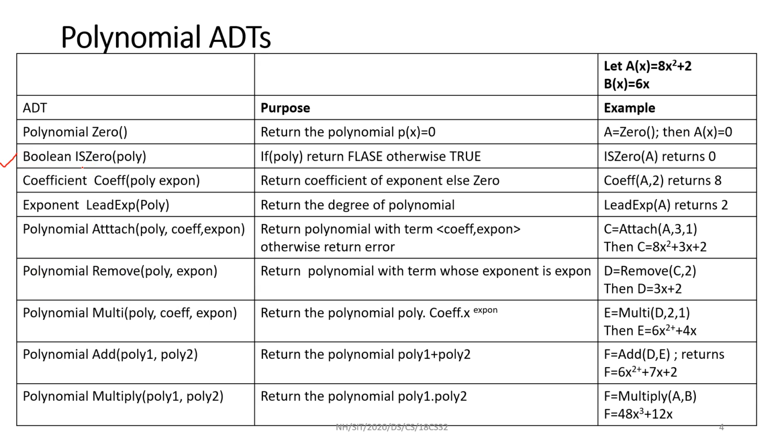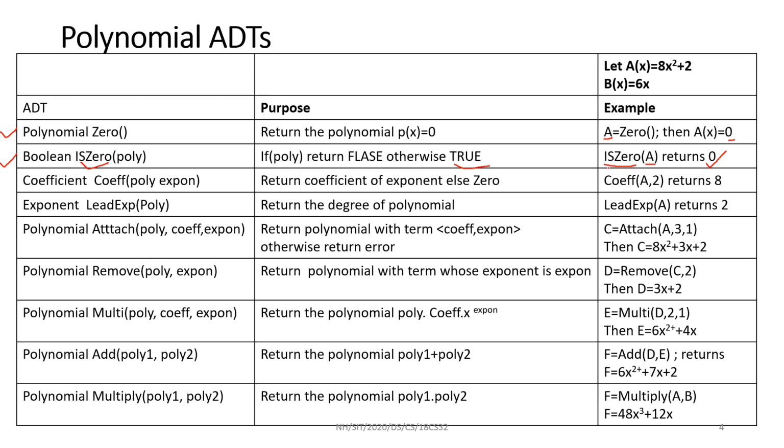The second ADT is is 0. This function tests whether that polynomial has terms or not. If there is no term at all in the polynomial, it should return true, or 0, otherwise false. As we have created a polynomial A, if we pass A to is 0, A has no terms. So it is a polynomial with 0 terms, and the answer true is returned.